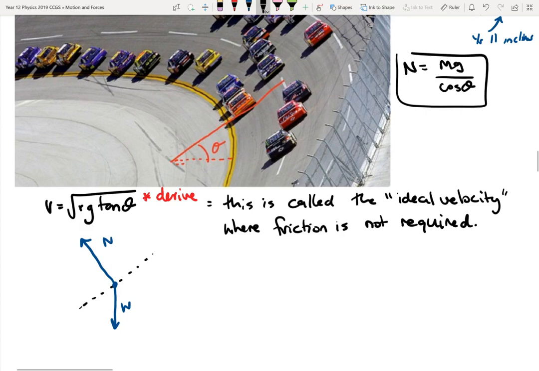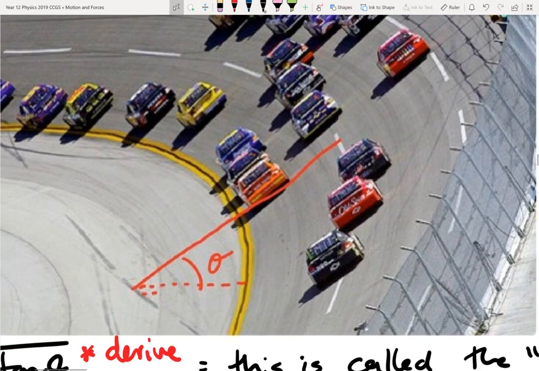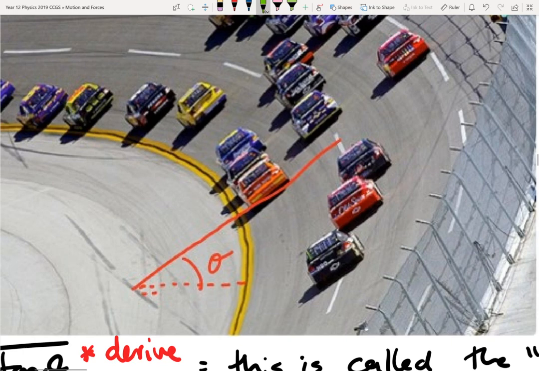But let's explain where friction might be required. I'm going to zoom in on this orange car. Now, I'm going to pick 3 cars in this scenario. Just wait a moment, hold off on drawing this until you decide what we're going to be doing. So here is our normal force. Okay? And then we're going to add the weight force. And then our net force acts inwards. Okay? And then obviously we have the angle theta.